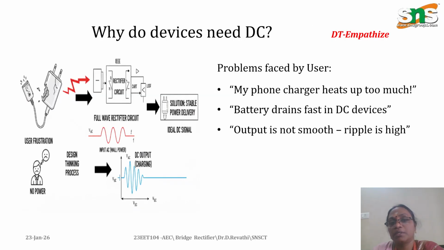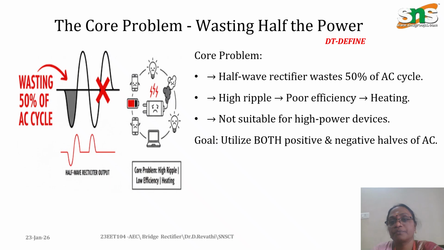So why do we need a DC supply? Devices need a DC supply. In the empathize stage, we listed a few problems. The phone may heat up more, the battery drains fast, and the output is not smooth because ripple factors are present. Based on this, we need DC. These are the problems we identified in the empathize stage.